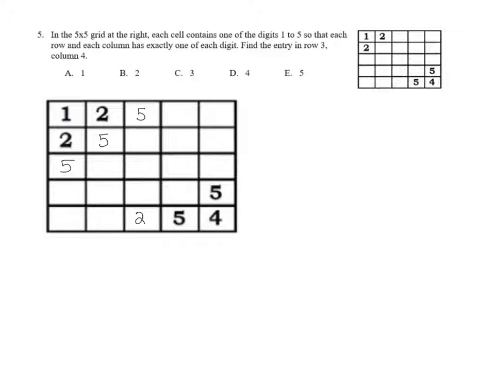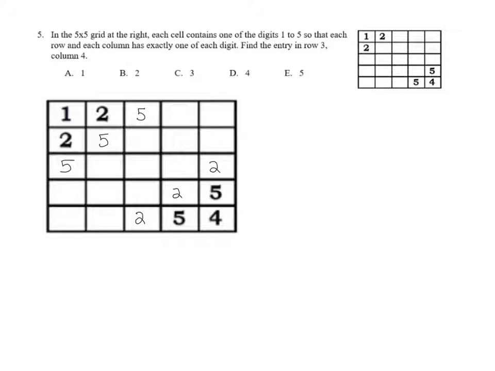And using that same logic, we're going to have a 2 above the 5 in the last column. And using the same logic that we did with the 5s, we know that this last 2 is going to have to go in the 4th row and the 4th column right there.